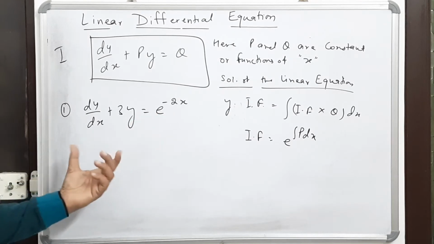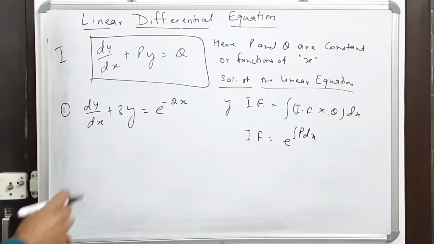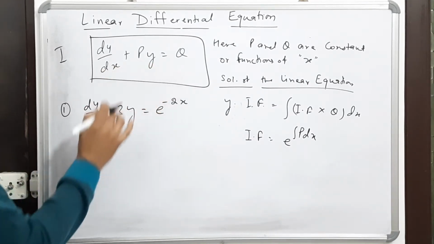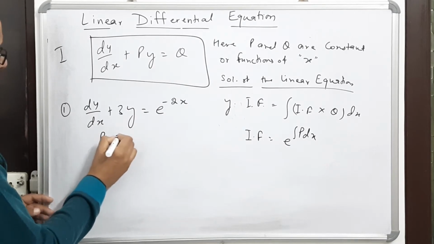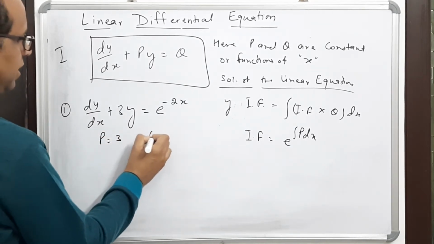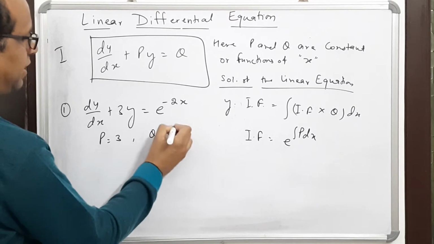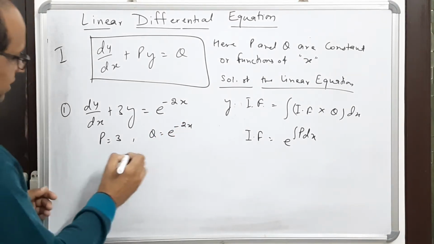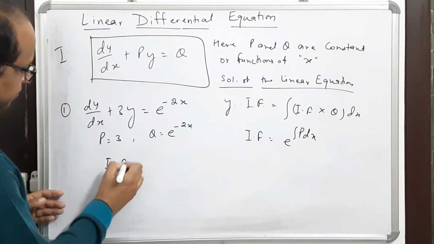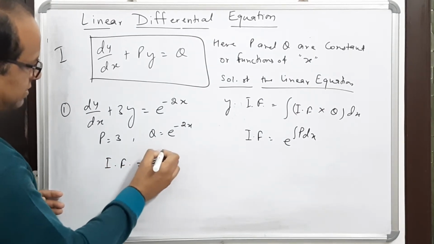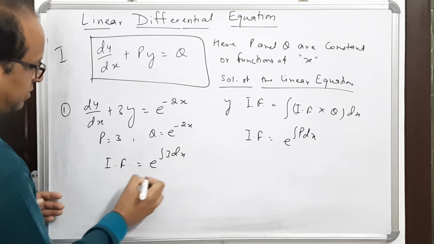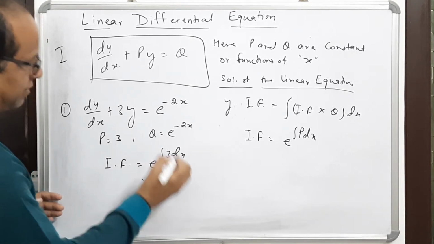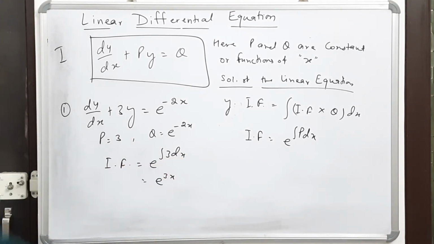I am explaining this with the help of one problem. If you compare this problem with this, the value of p is 3 and the value of q is e power minus 2x. Now dear students, we calculate IF. So IF is e power integration of 3 dx, so it is e power 3x. That is the value of IF.